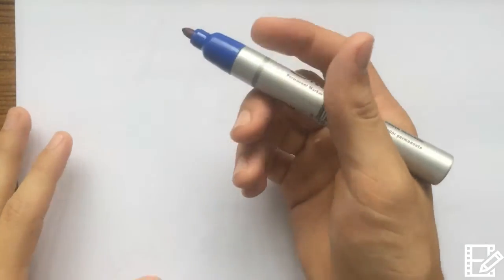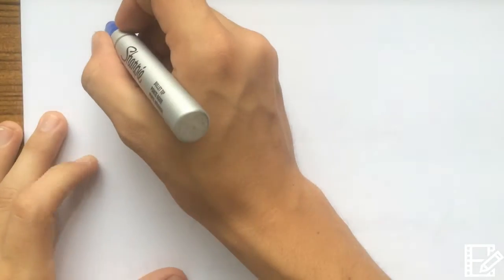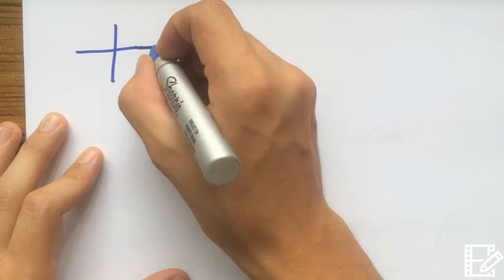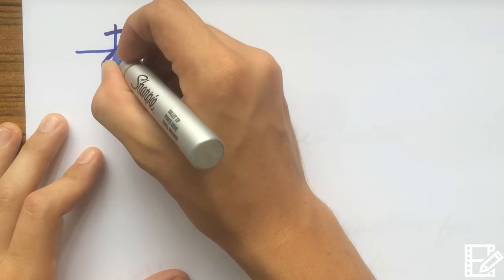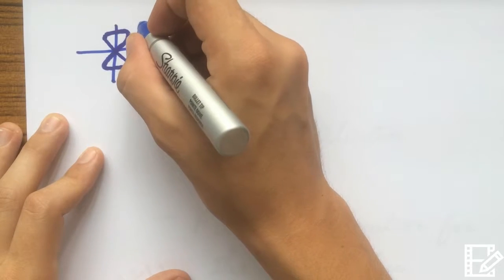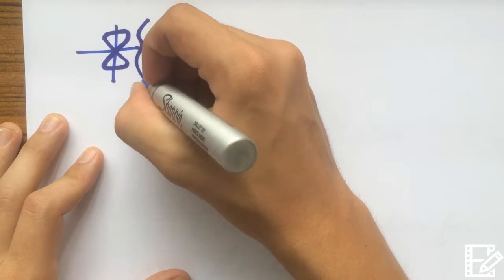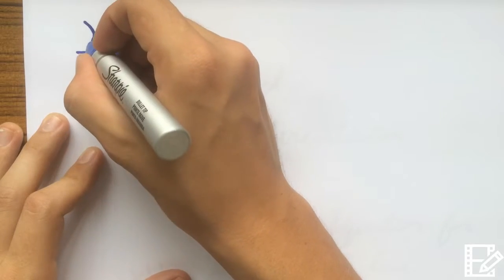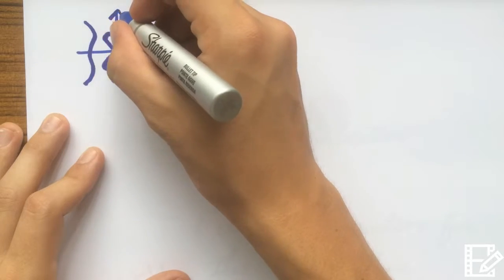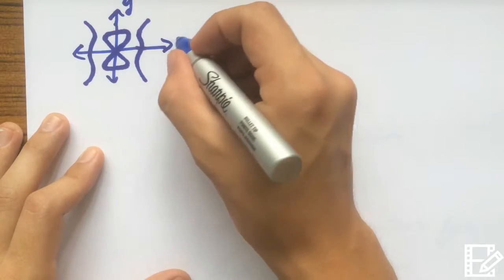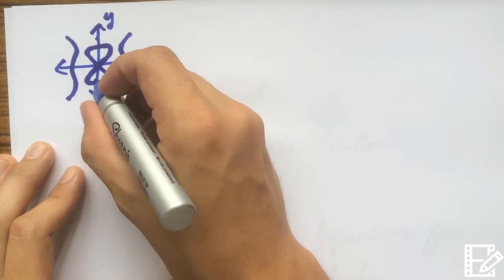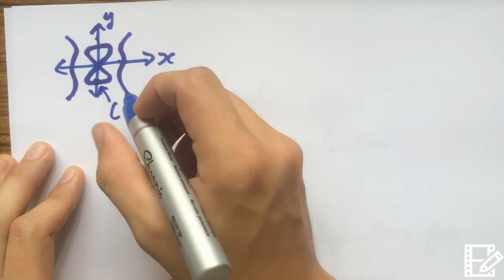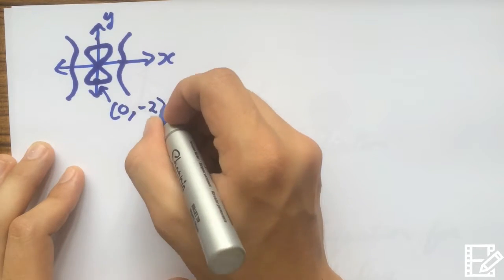Okay. So I've got a blue pen because my black pen's starting to run out. Anyway, the Devil's Curve looks a bit like something along the lines of this. Here's your y, and this is your x. The point we're looking for is just at the bottom of this with coordinates (0, -2).